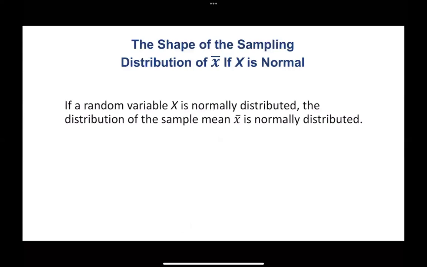So if our random variable X is normally distributed, the sample mean will be normally distributed. This is important information. If your random variable X is normally distributed, the distribution of the sample mean will be normally distributed. Normal equals normal. Important stuff. I'm pretty sure something like this shows up on a quiz, asking what happens when it's normal or something like that. Pretty darn sure.